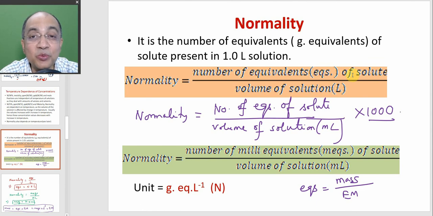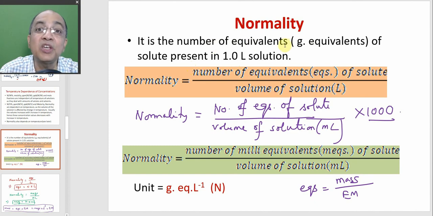Normality is the one we'll be needing to use in the normality method of solving stoichiometric calculations in titration experiments. So what is normality? Normality is the number of equivalents, EQs, or gram equivalents of solute present in 1 liter of solution. Once again, the only difference between molarity and normality is that there it was the number of moles, and here it is the number of equivalents.